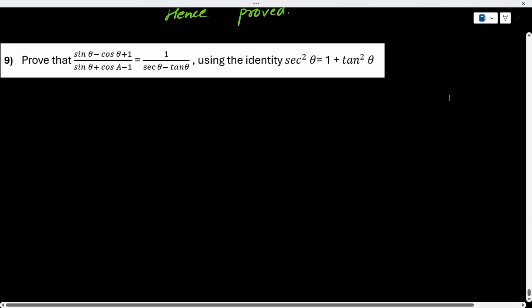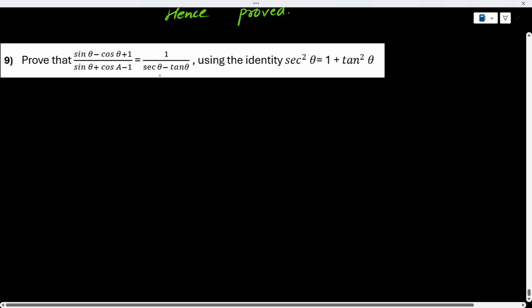This is your next trigonometric identity proving based question. Now this question has a combination on the right hand side, so you have to use sec square theta equals 1 plus tan square theta. A similar type of question has the combination of cosec square theta and cot square theta, and you need to use the identity cosec square theta equals 1 plus cot square theta. So let us start here.